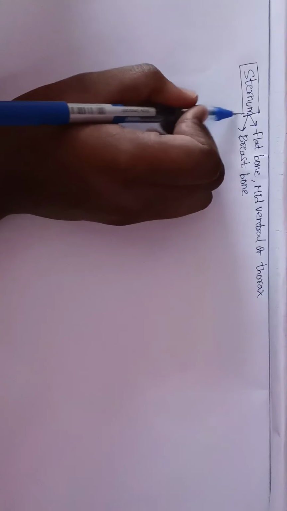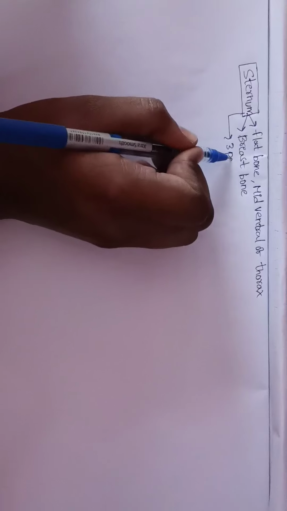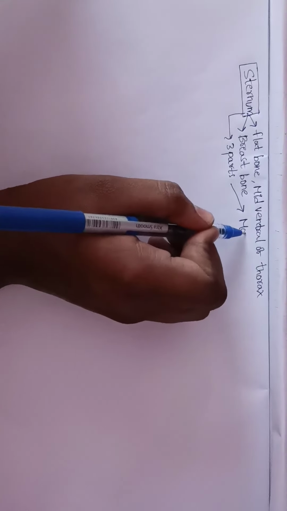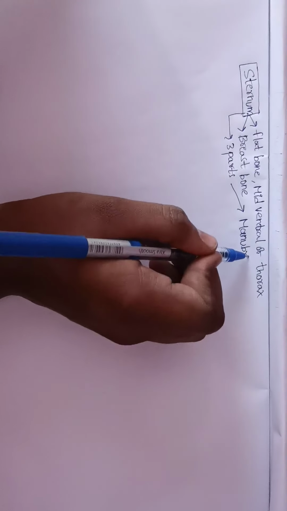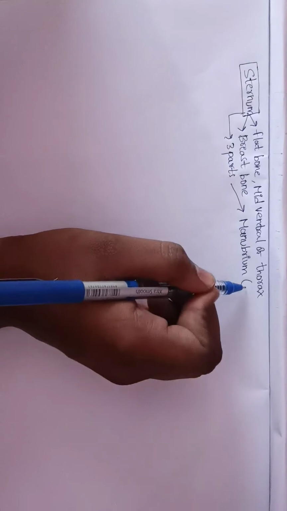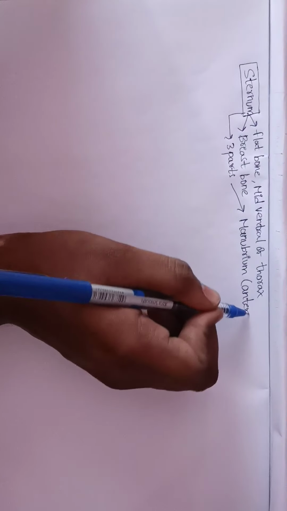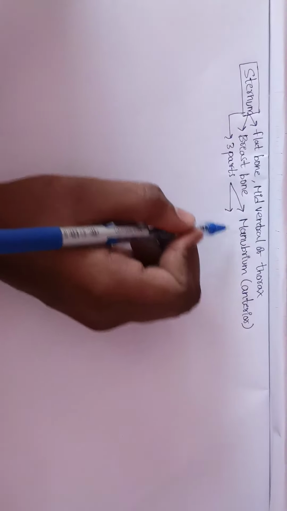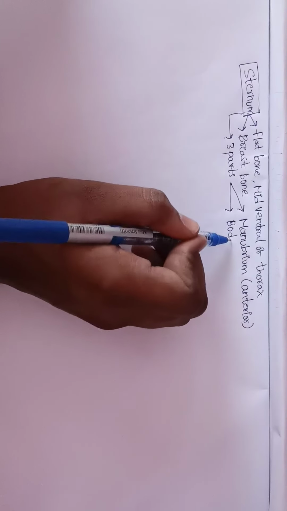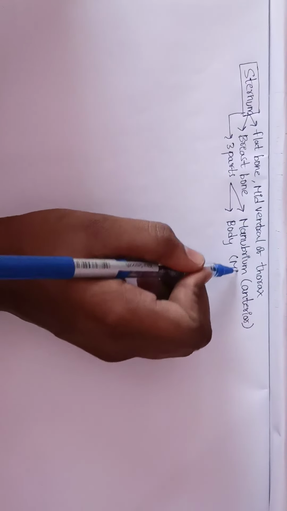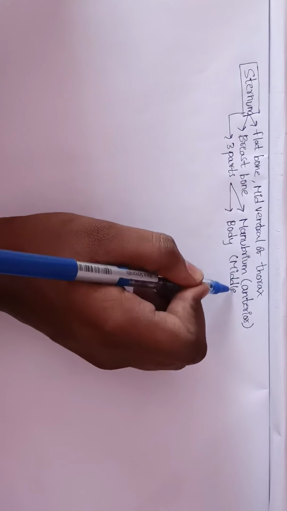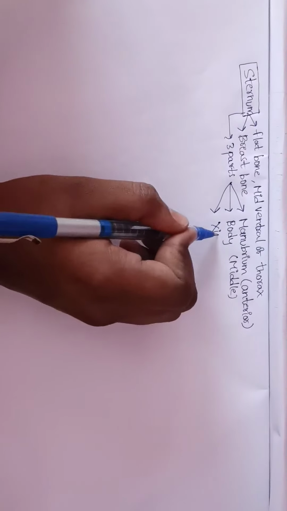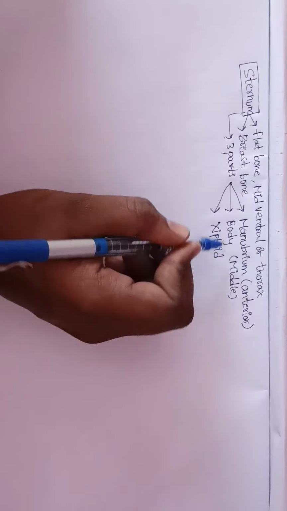Sternum consists of three parts. The first part is the manubrium, the anterior part. The second part is the body, present in the middle of the sternum. The last, posterior part is the xiphoid process. These are the three parts present in the sternum.